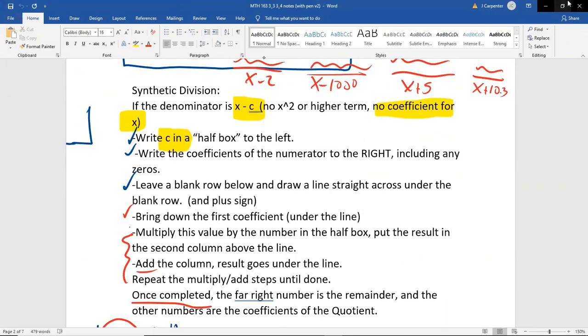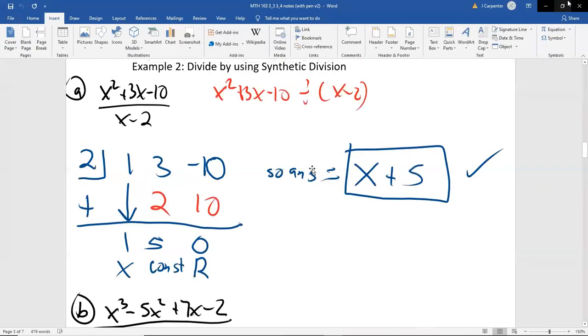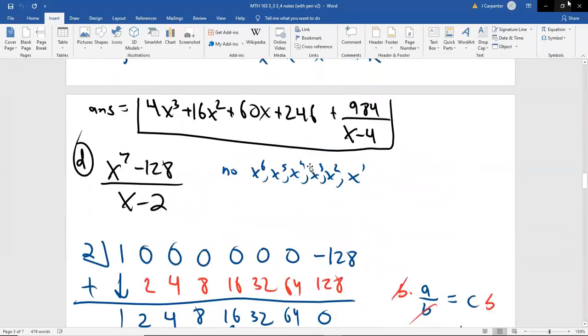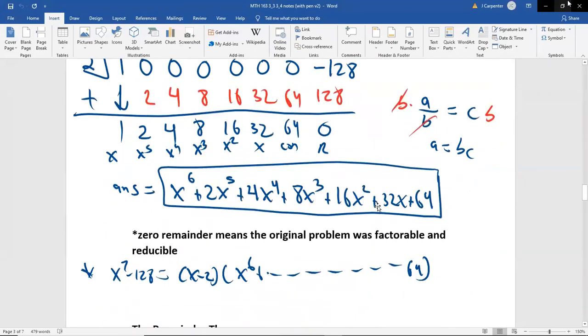Blank row, bring down the first, then multiply, put that one column to the right, then add, multiply, add, multiply, add. And then the bottom row of numbers, once you're completed, from right to left goes remainder, coefficient of x squared, etc., etc. We have practiced this synthetic division over and over already. We've done several problems actually confirming that it was correct because we had done it via long division, so we weren't just making this stuff up.